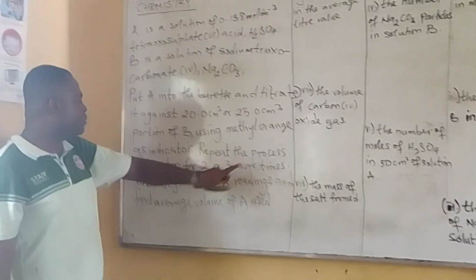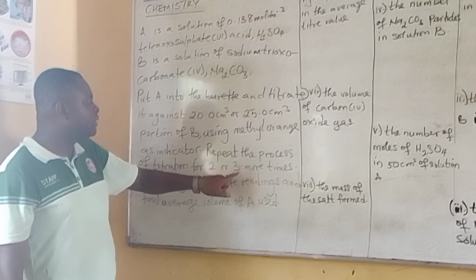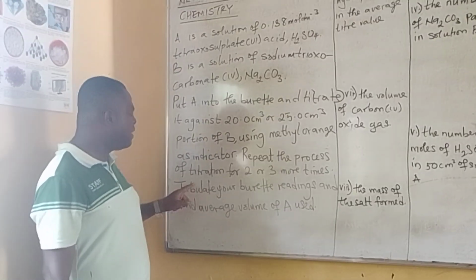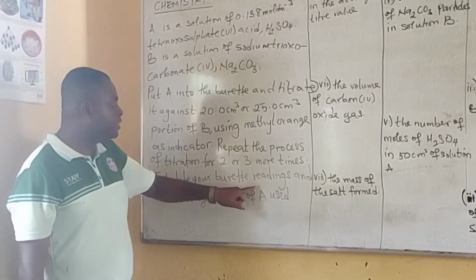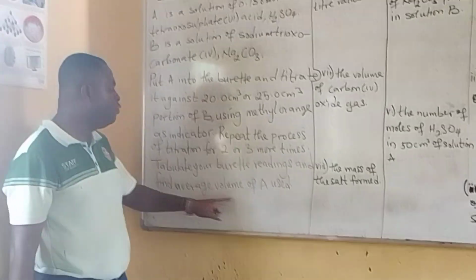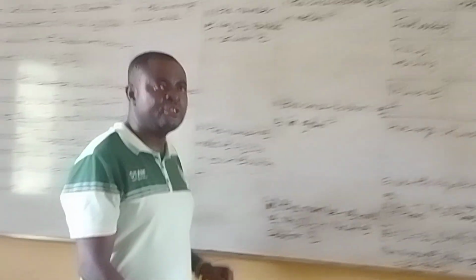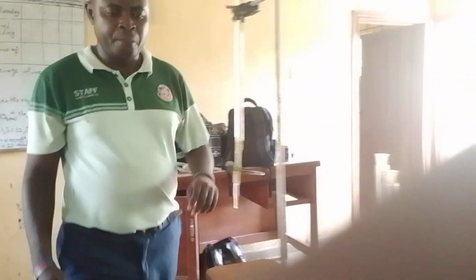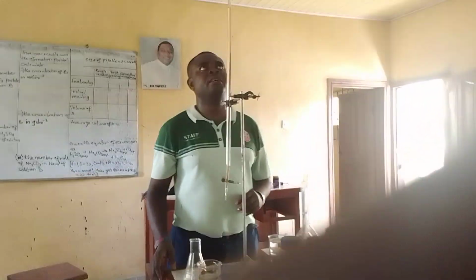Then repeat the process of titration 2 or 3 more times. After that, we should tabulate the burette readings and find the average volume of A used. Now, let's go to titration. The question says I should put A into the burette.